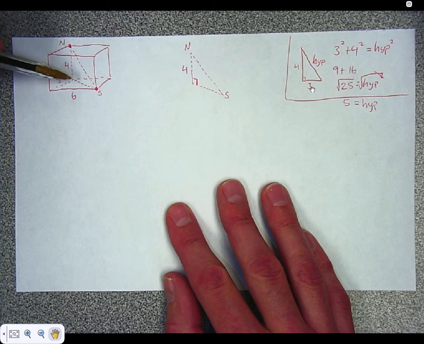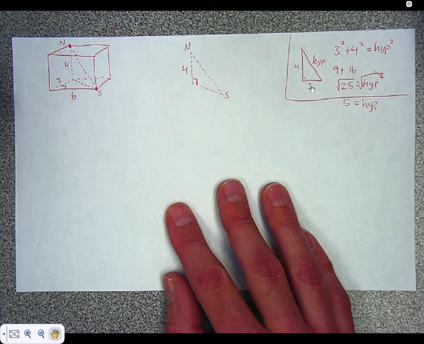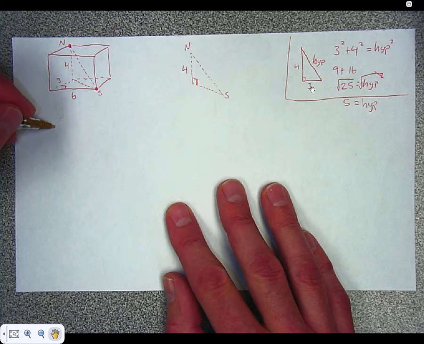So on the bottom of the rectangular prism, the bottom face, even though it doesn't quite look like a right triangle in my picture because I'm drawing in 2 dimensions, there is a right triangle on the bottom here. So I'm going to redraw that right triangle. Right, like this.